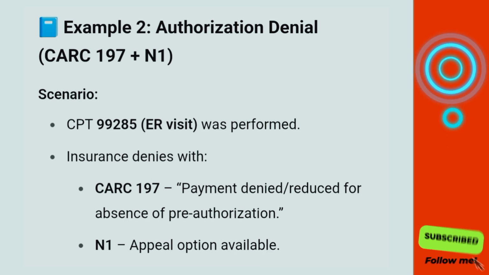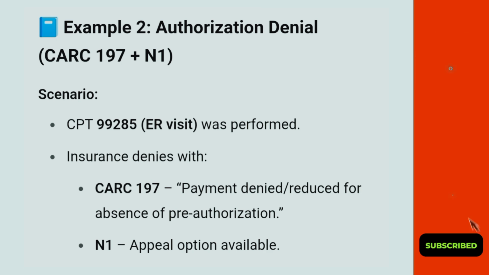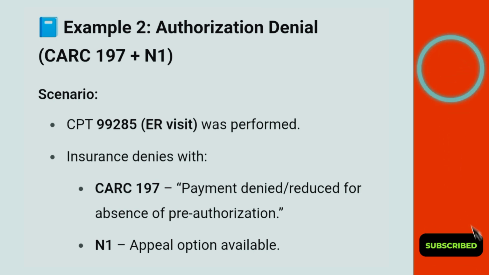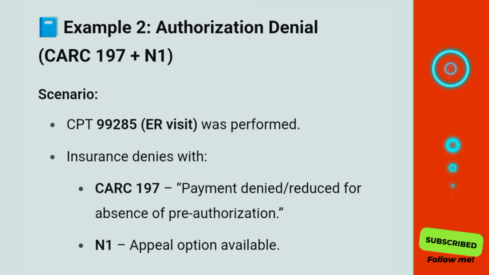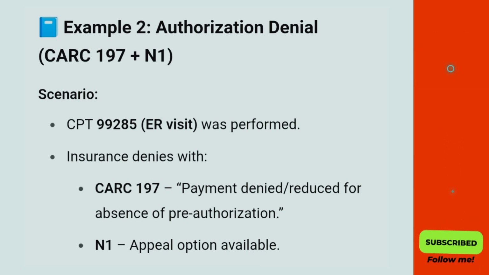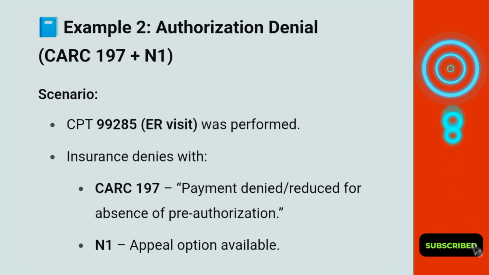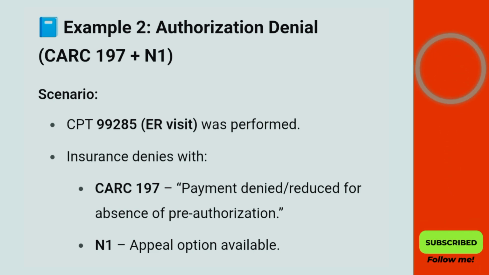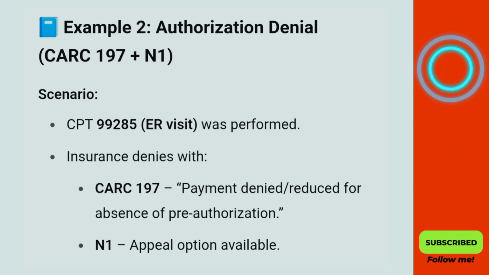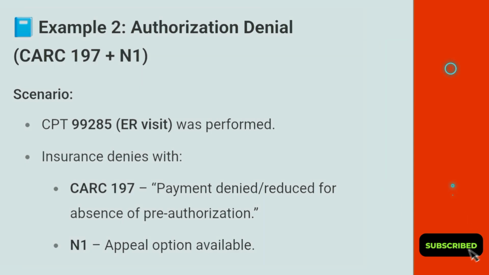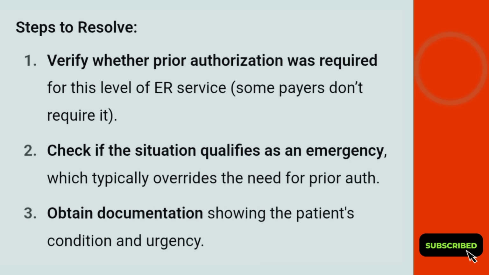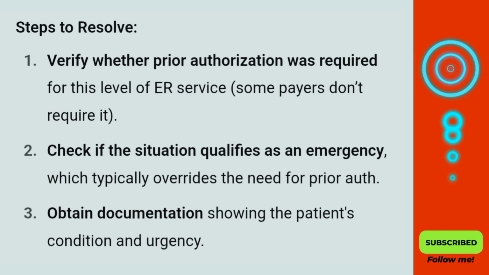Okay, so here is example 2, authorization denial CARC 197, also called CO 197, and also attached with N1 telling you that you can file an appeal. The scenario for this example is CPT 99285, ER visit, was performed and insurance denied with the reason CARC 197, payment denied or reduced for absence of prior authorization, and then you can send an appeal. So it's telling you the prior authorization was not obtained. So how do you resolve this denial while sending an appeal?